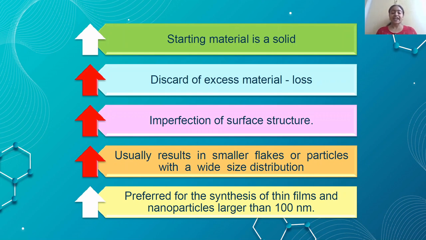We will now see some of the characteristics of the approach. The starting material is mostly a solid. This process often involves discard of excess materials which leads to some amount of loss. The biggest problem with the top-down approach is the imperfection of surface structure. For example, the nanowires made by lithography are not smooth and may contain a lot of impurities and structural defects on its surface. Another disadvantage of this approach is that it usually results in smaller flakes or particles with a wide size distribution.